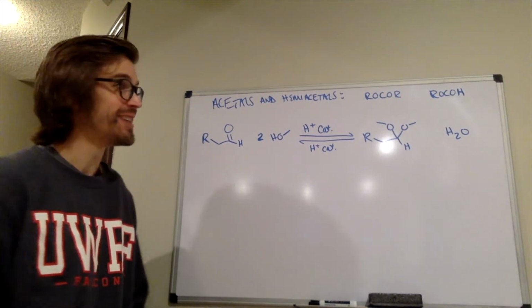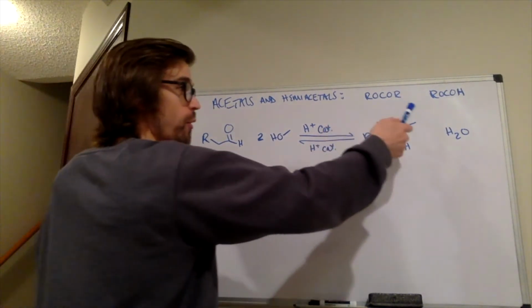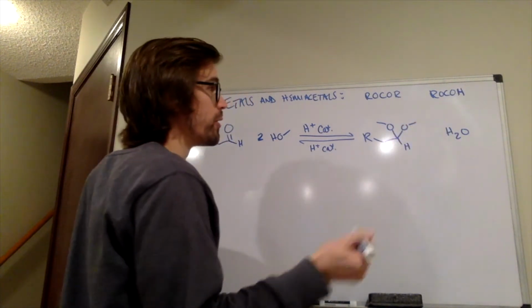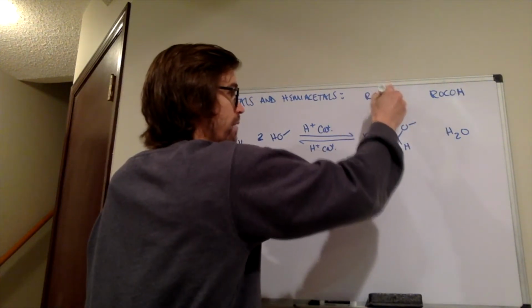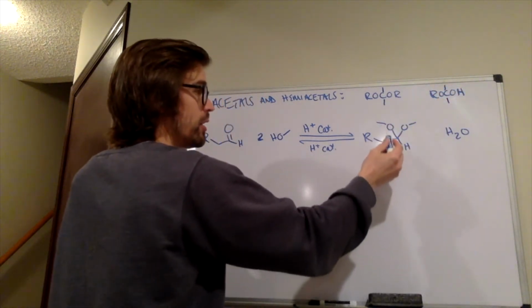All right, acetals and hemiacetals. ROCORs and ROCOHs. So, what do they actually look like? These C's in the middle have other bonds to them in both cases. So, here's an acetal. What am I talking about?